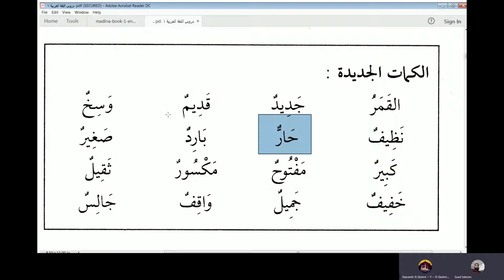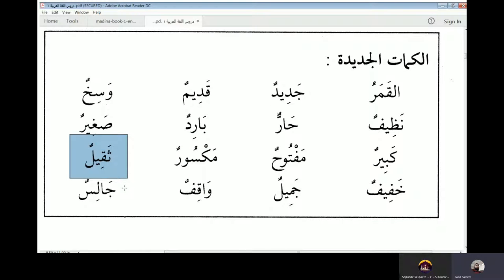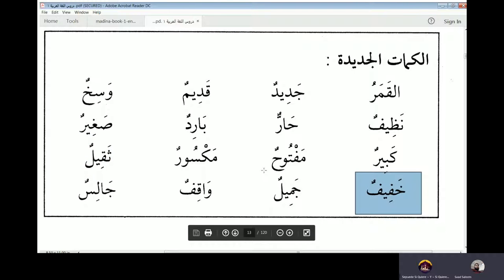Harrun, hot. Baridun, cold. Saghirun, small. Kabirun, big. Maftuhun, open. Maksurun, broken. Thaqilun, heavy. Khafifun, light.